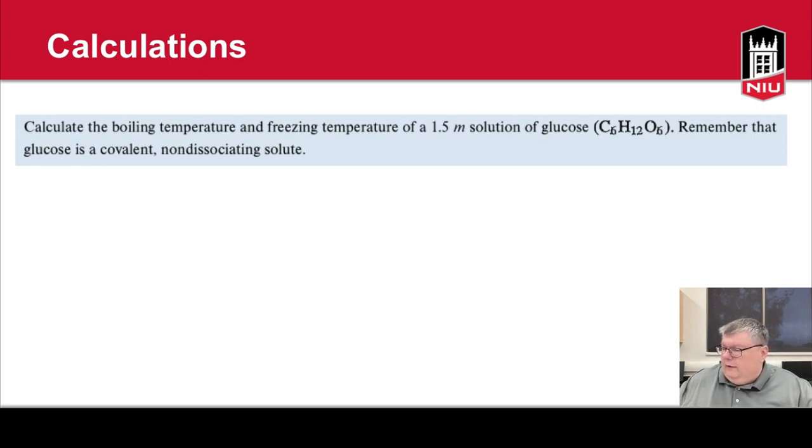So let's do one of these calculations. Calculate the boiling temperature and freezing temperature of a solution that's a 1.5 molal solution of glucose. Remember that glucose is a covalent, non-dissociating solute. So what we're going to do is calculate the delta TF and the delta TB. So delta TB is equal to KB times M of the particles.